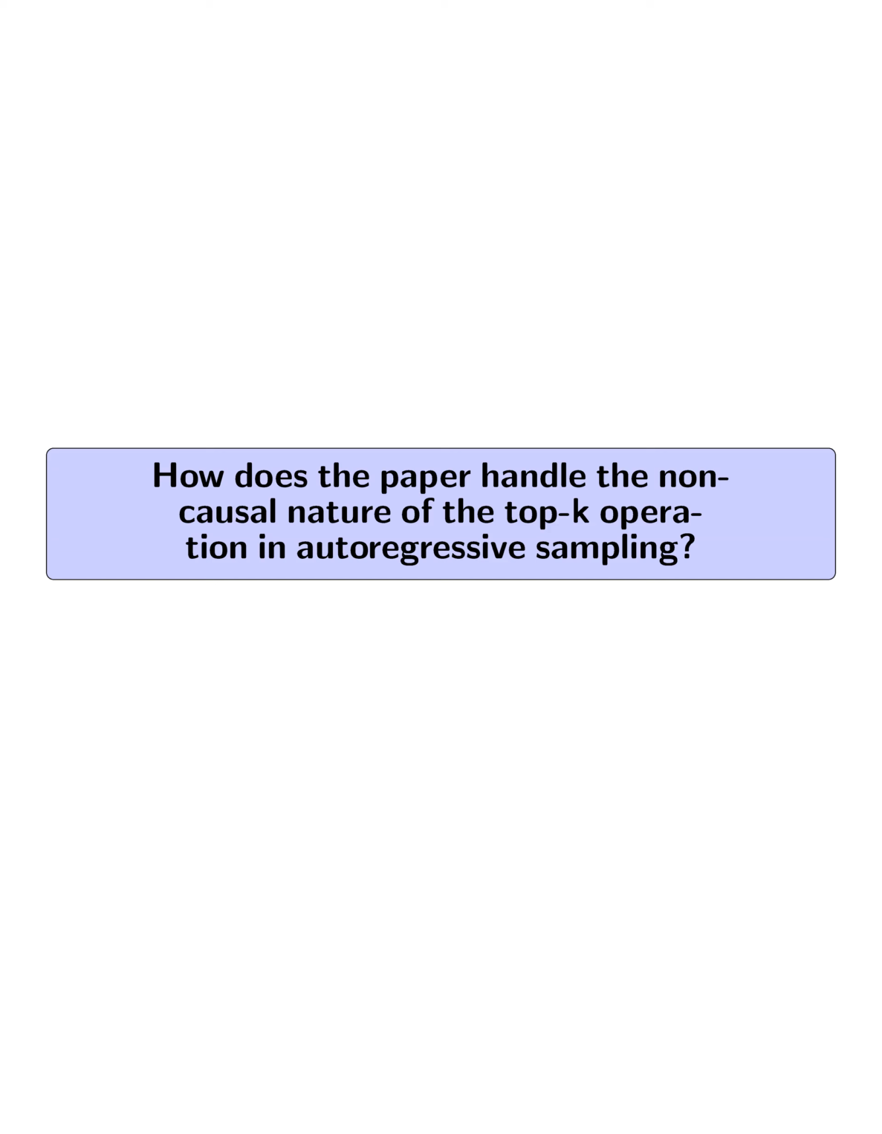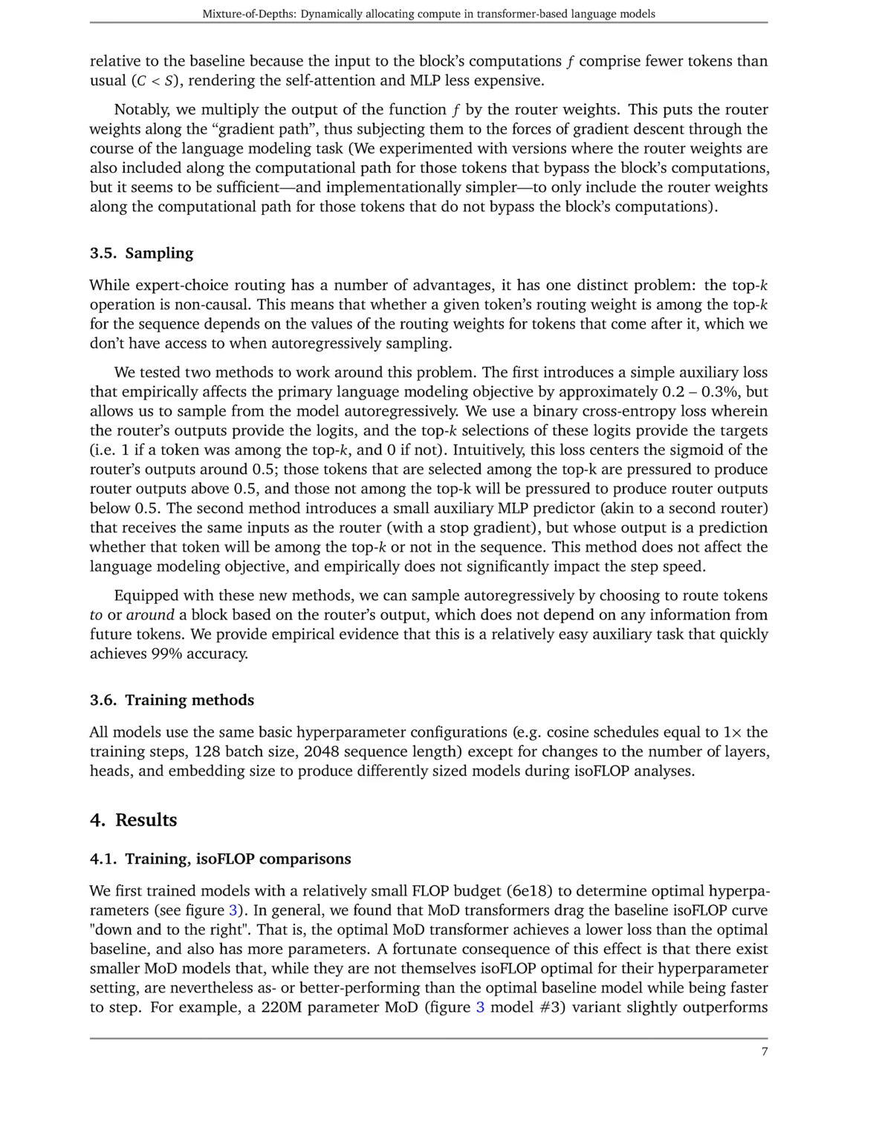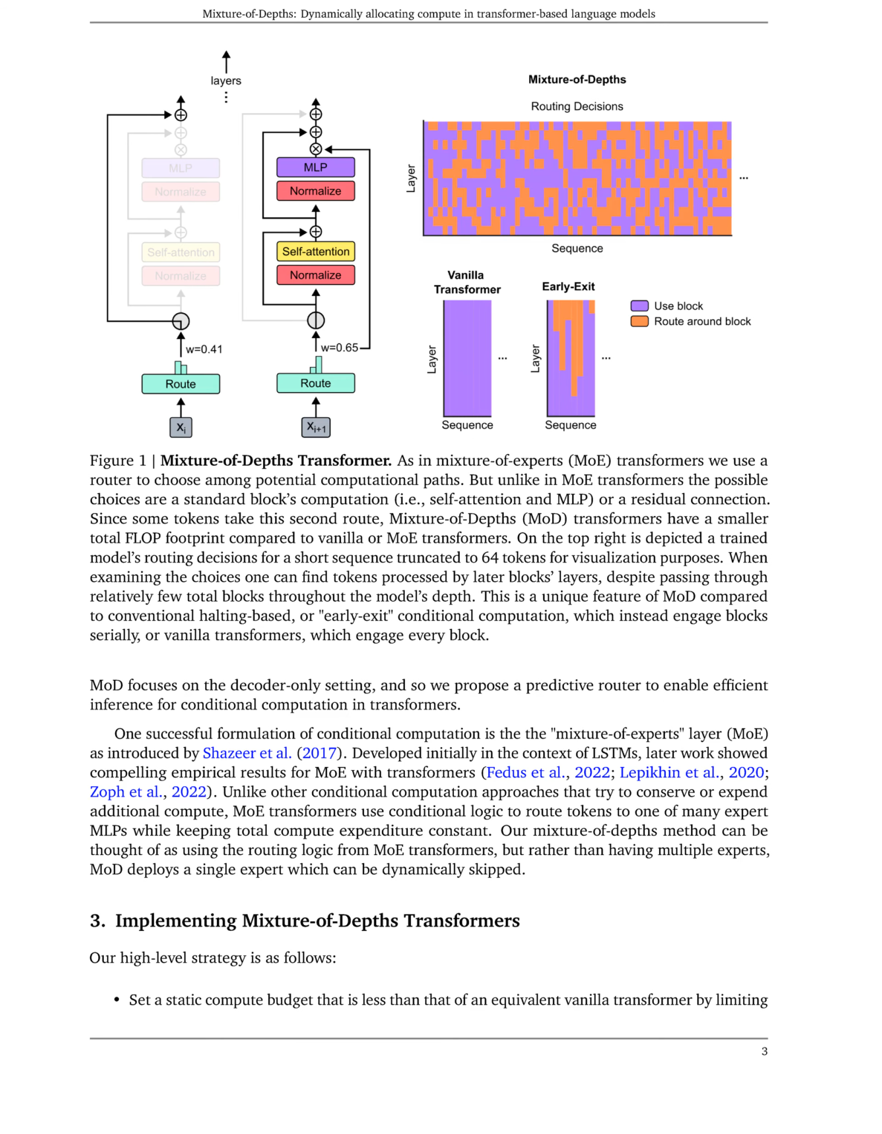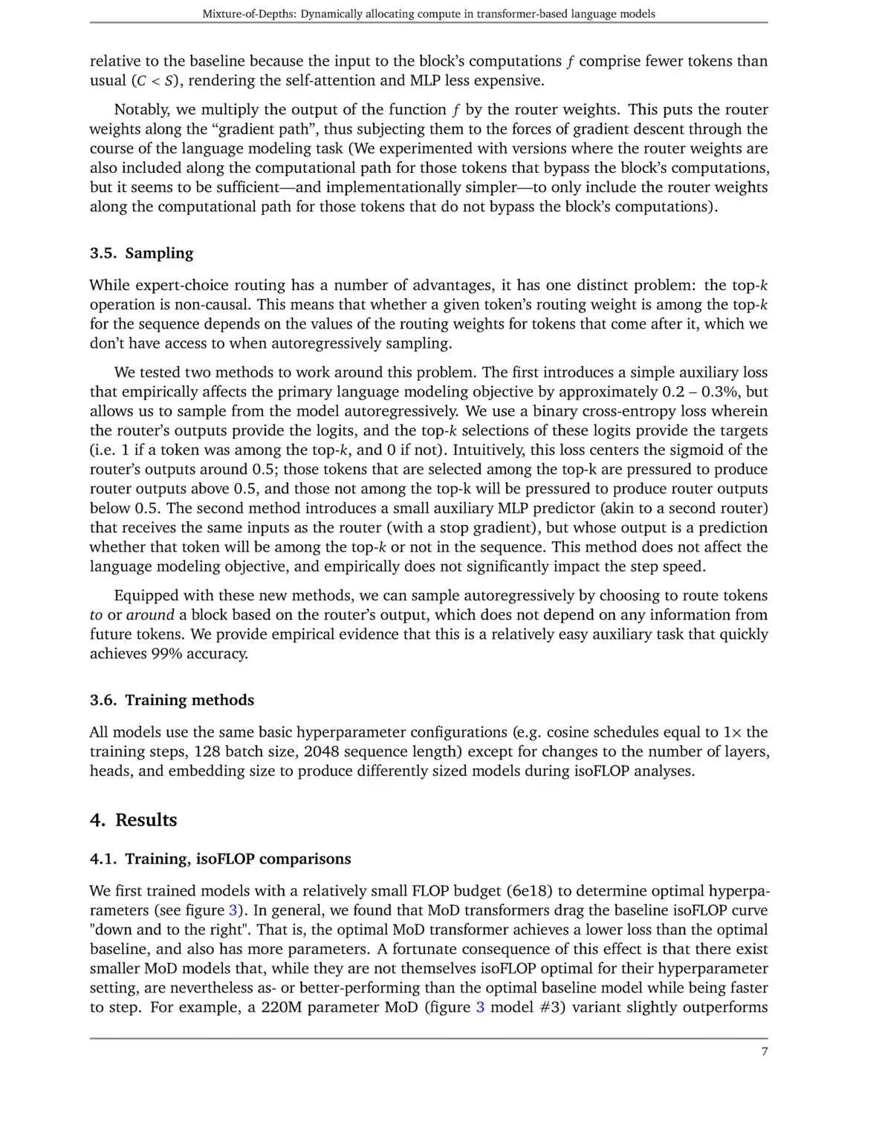How does the paper handle the non-causal nature of the top K operation in autoregressive sampling? The paper addresses the non-causal nature of the top K operation in autoregressive sampling by testing two methods to work around this issue. The first method introduces a simple auxiliary loss that affects the primary language modeling objective by approximately 0.2 to 0.3%, allowing autoregressive sampling. This method uses a binary cross-entropy loss where the router's outputs serve as logits and the top K selections of these logits serve as targets.